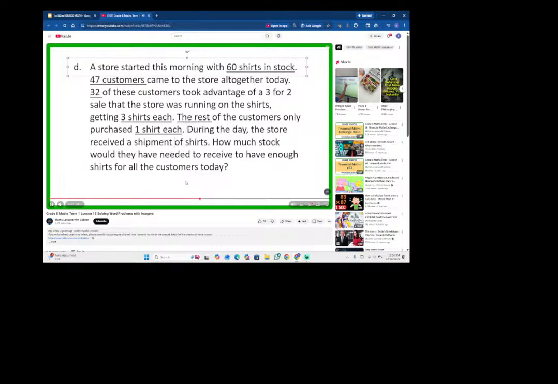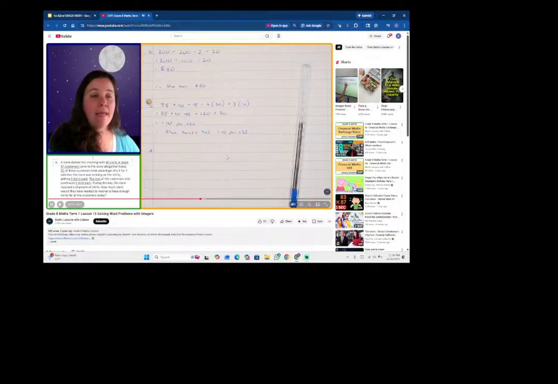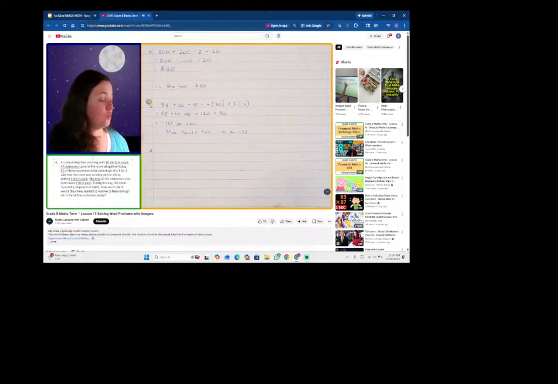They would have needed to have received in the shipment. Okay, so let's go and have a look at how we're going to approach this question. So first of all, we know that the store started with a stock of 60 shirts. There were 47 customers that came to the store. 32 of those customers bought 3 shirts each.